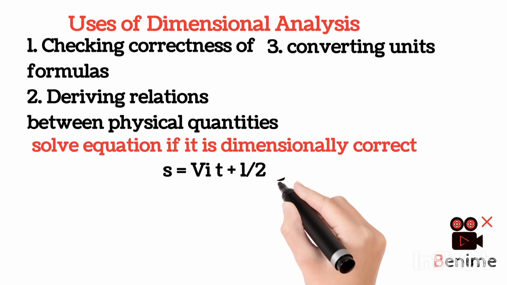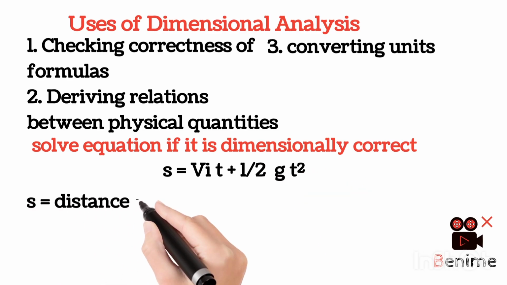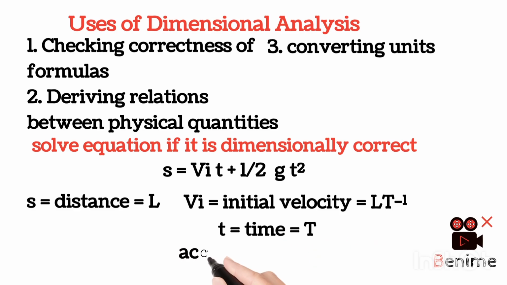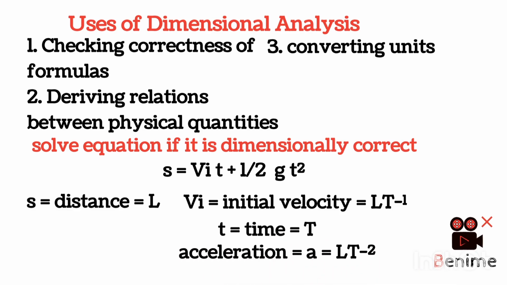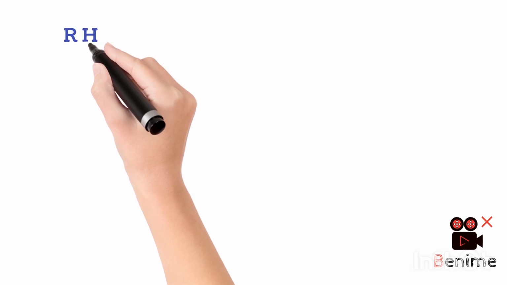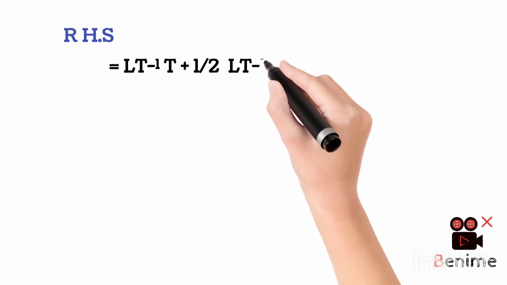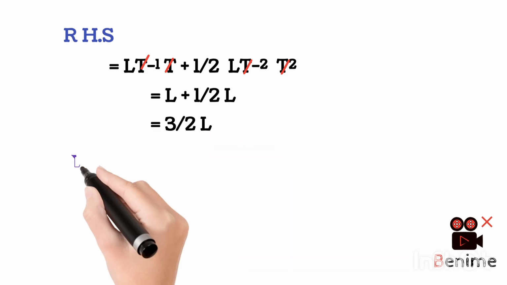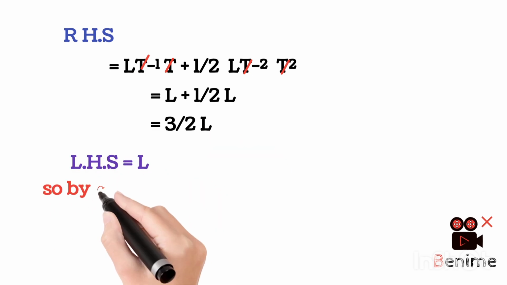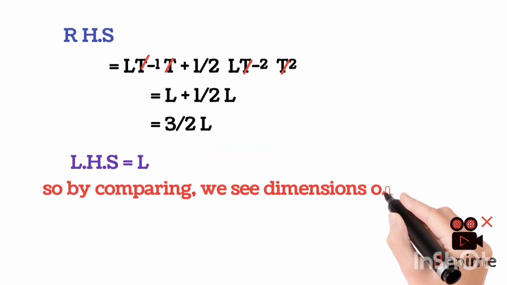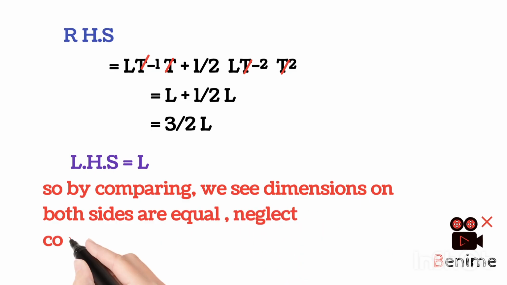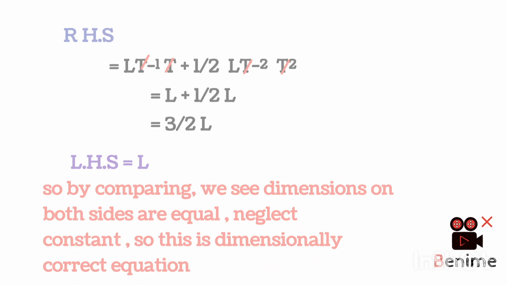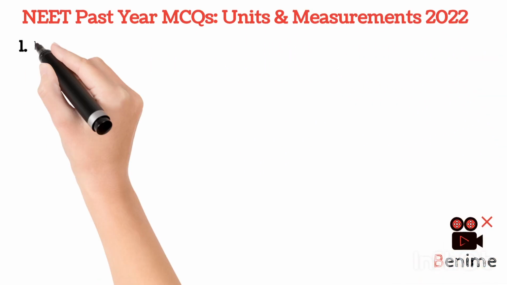For example, we have an equation of motion, where distance is equal to velocity into time plus half of acceleration into time square. Here, the left-hand side is equal to L, which is the dimension of length or distance, whereas on the right-hand side, dimensions are 3/2 L. So neglecting the constant, we are left with L, which is equal to the left-hand side, so the equation is dimensionally correct.